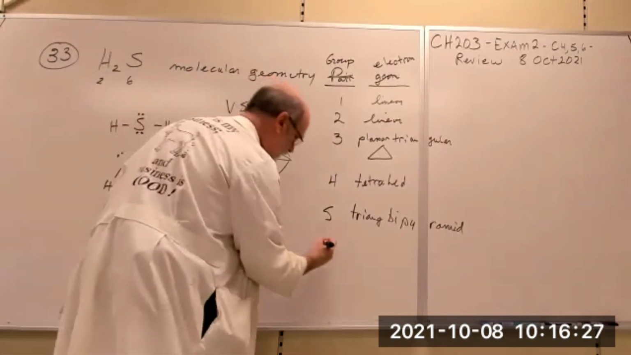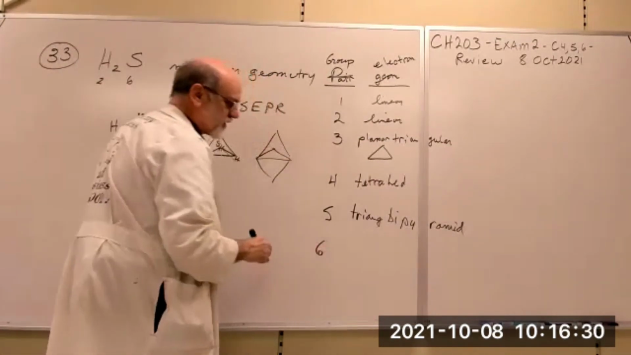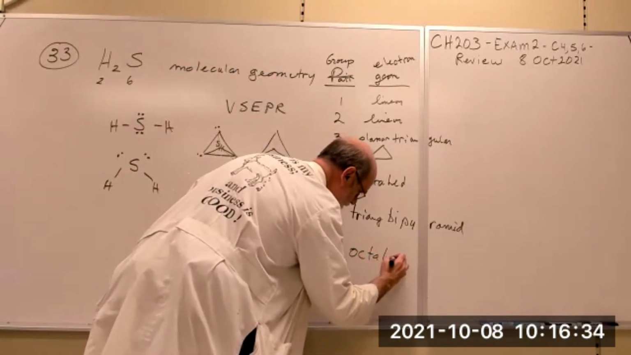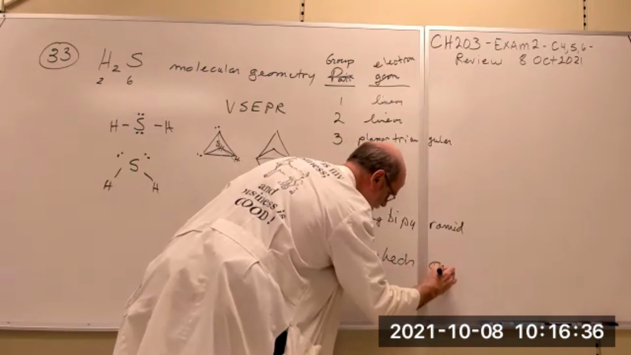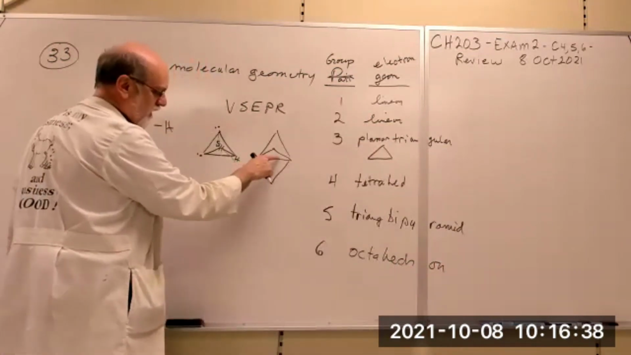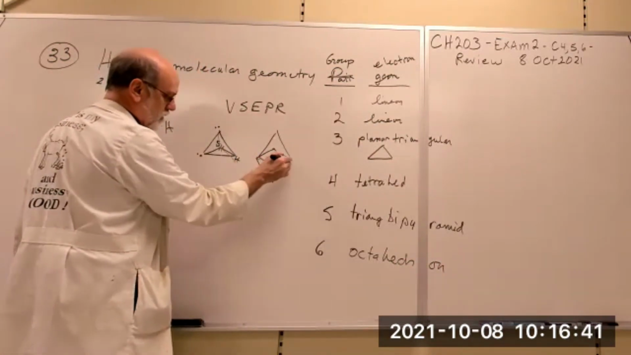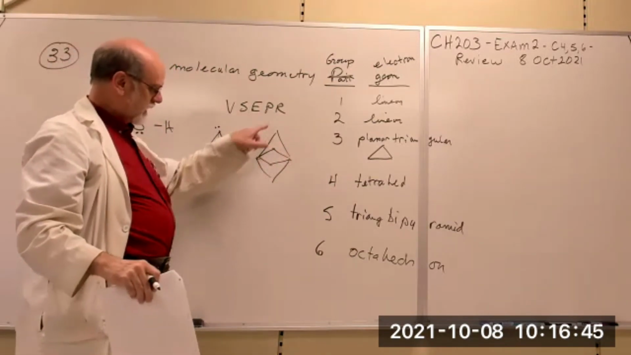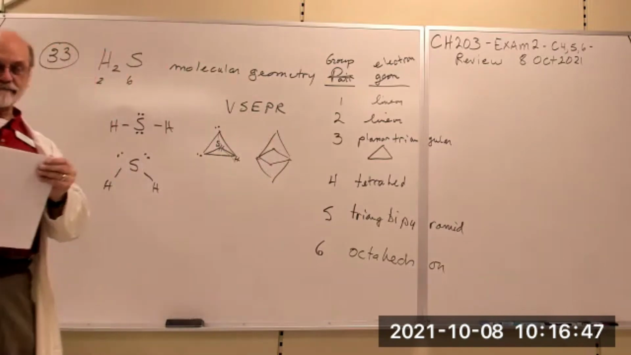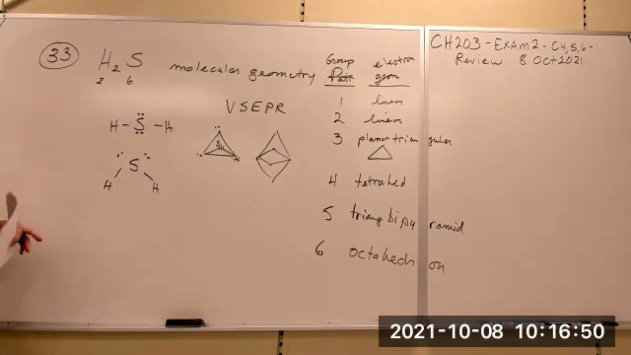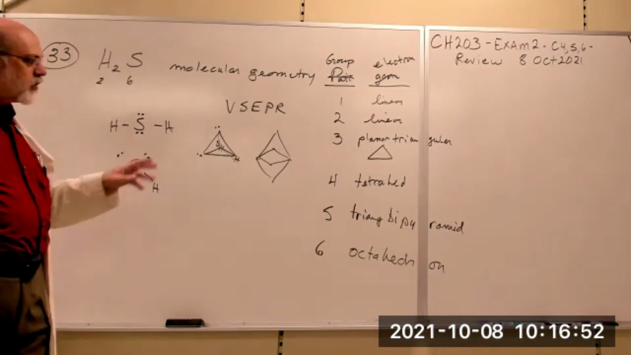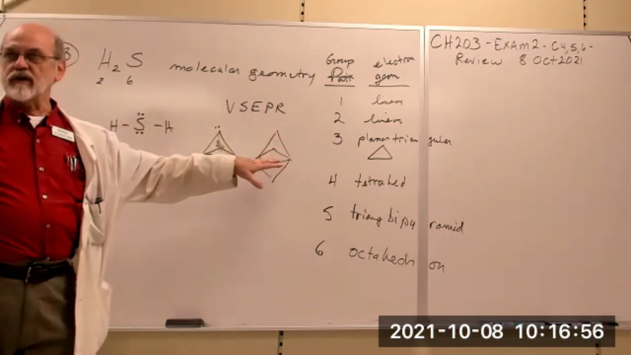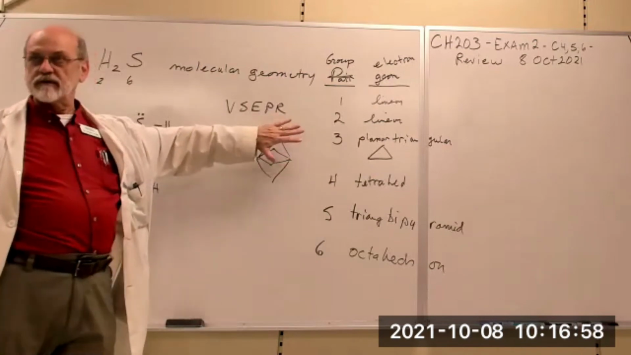And then the last one, I never go higher than this one. 6 is an octahedron. An octahedron is like you replace this one with a square in the middle. And that's 1, 2, 3, 4, 5, 6 positions. Now that's the electronic geometry. In order to go from that to molecular geometry, you find your lone pairs and just cover them up and say what's left over.